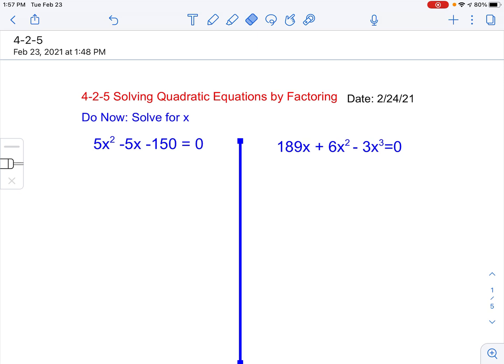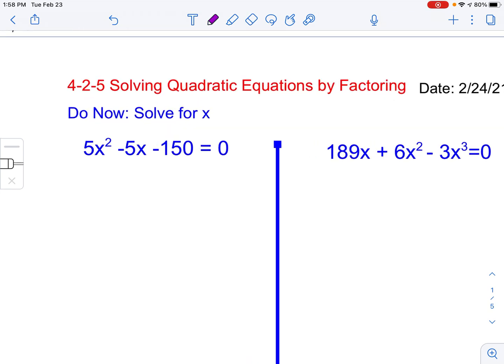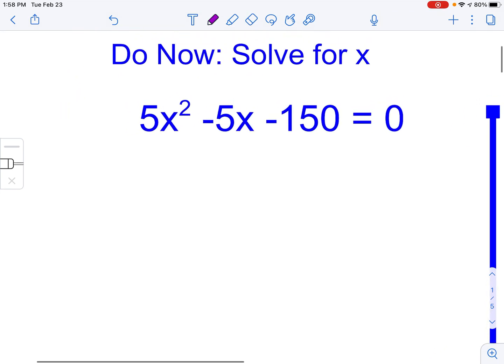Now, we started some basic solving by factoring in the last lesson, where we had equations set equal to 0, and we were able to use basic trinomial factoring to find our results. So for the do now, we're actually going to take it up a notch and look at some more complicated forms of factoring that can also help us solve our quadratic or even higher powered equations. So let's take a look at the first one on the left hand side.